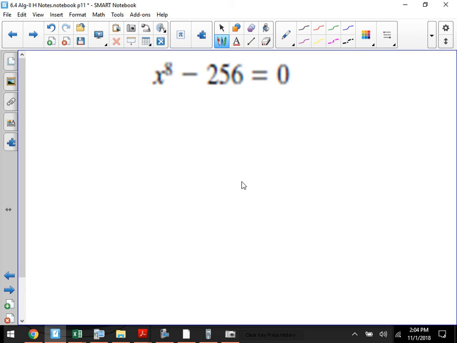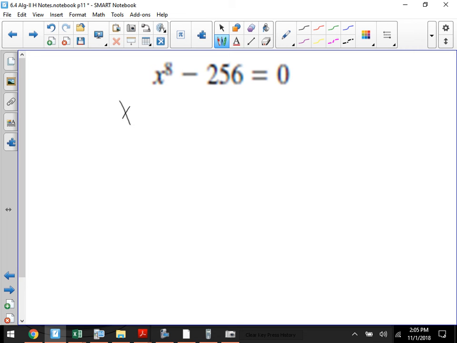So this is x to the 8th minus 256. Now, we know, is 8 odd or even? Even, okay? So what are two exponents that you can multiply together that give you x to the 8th? x to the 4th. So what's the square root of x to the 8th? All right. So is x to the 8th a perfect square? Okay. Is 256 a perfect square? What is it? 16. So this is setting you up to be a difference of squares.